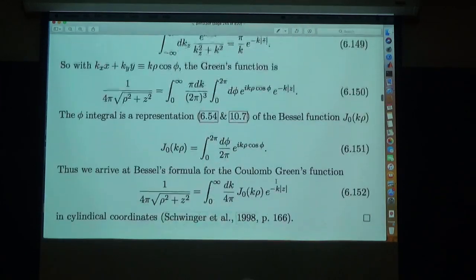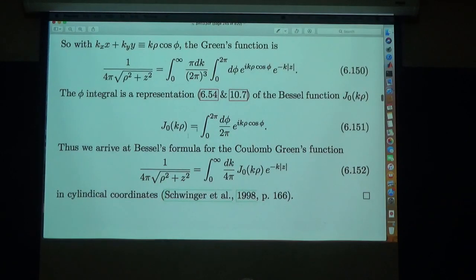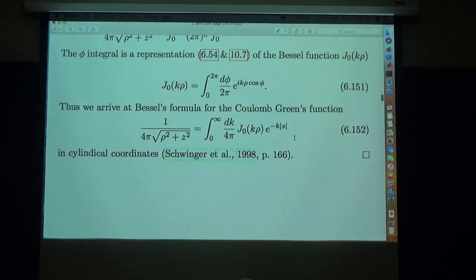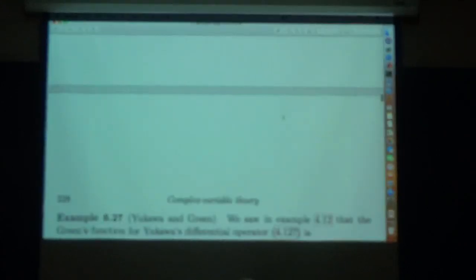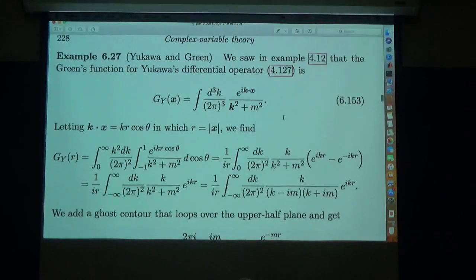There's a derivation where you can apply that and derive Bessel's formula for the Coulomb-Green's function, but I think we can skip that. I can do it tomorrow in the problem session if you want.